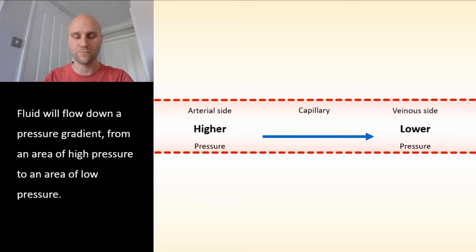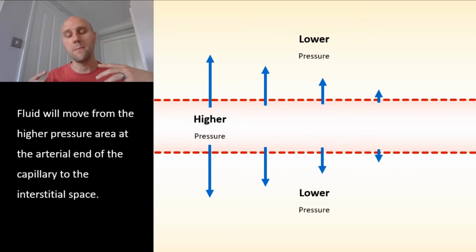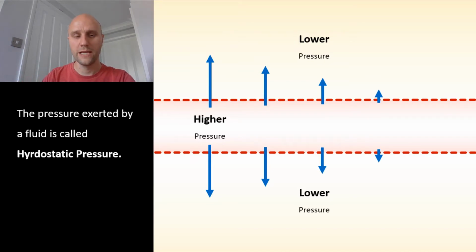So just to recap, as we've said, fluid will flow from an area of high pressure to an area of low pressure, and within this semi-permeable membrane, so the capillary walls are permeable to water and other small solutes, where there is high pressure at the arterial end of a capillary, that will force fluid into the interstitial space, which has a lower pressure. We call this force that's exerted by the fluid pressure hydrostatic pressure.